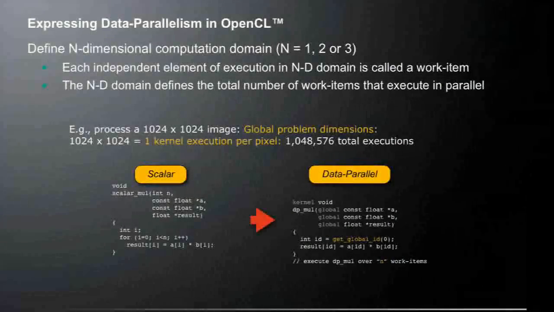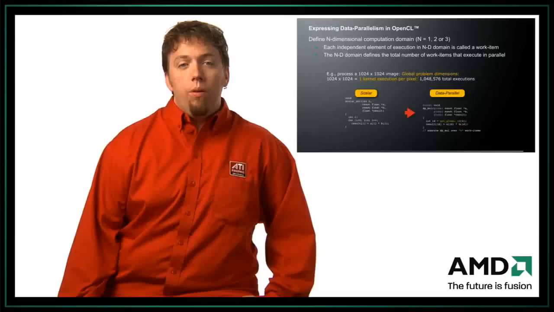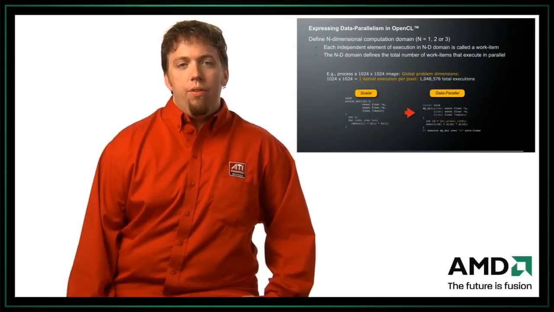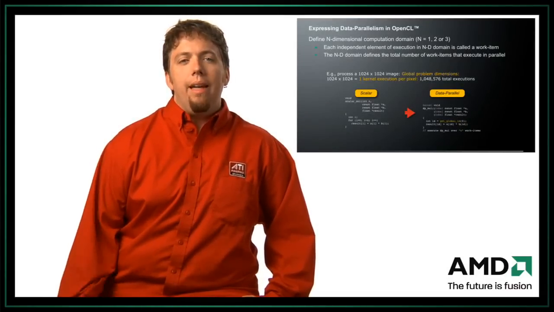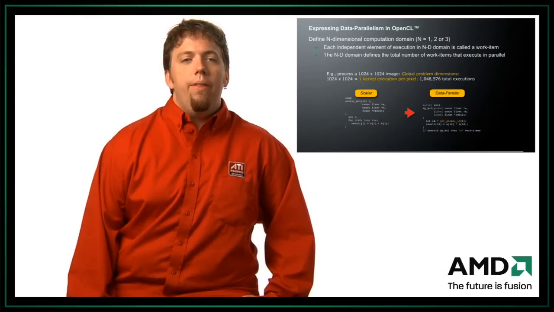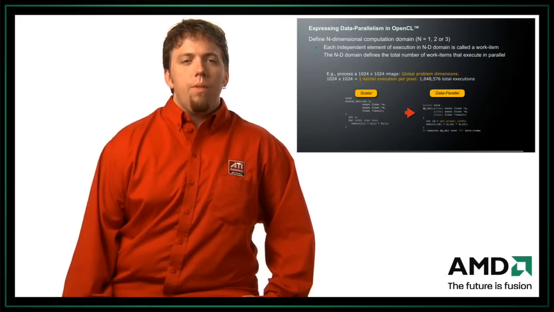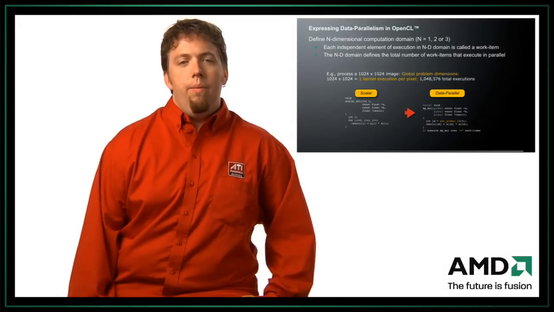Let's first talk about how we can express data parallelism in OpenCL. So let's say we want to define an n-dimensional computation domain. That could be where n is equal to 1, 2, or 3. So let's say n is equal to 1, that would be a vector. So we have just a one-dimensional array. If n was equal to 2, that's something like an image. So let's say we're processing an image. Or if we wanted to process a volume, that would be n equal to 3. Each independent element of our execution domain is called a work item in OpenCL.